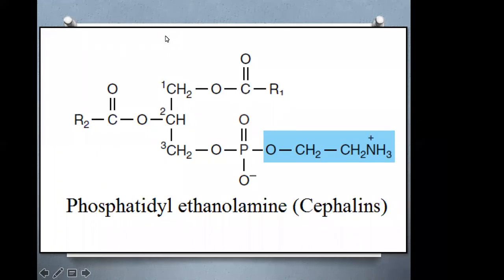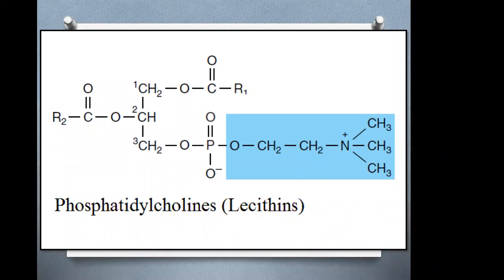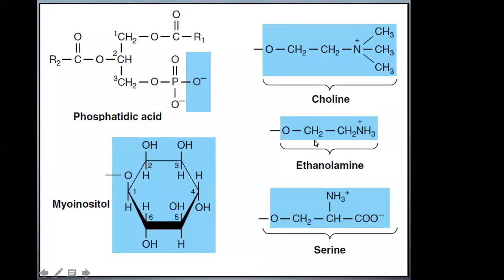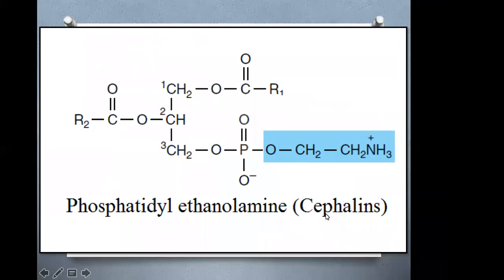Next. Now, what is this X group in cephalin? Also remember this point. This is ethanolamine. The X group is ethanolamine. The other part of this molecule is universal for both cephalin and lecithin. But depending upon this X group, it is cephalin. So the X group in cephalin is ethanolamine, not choline.